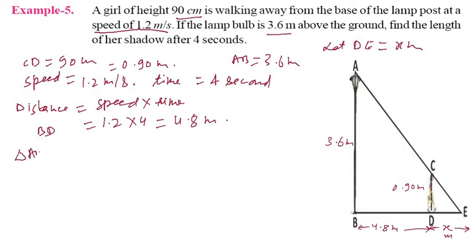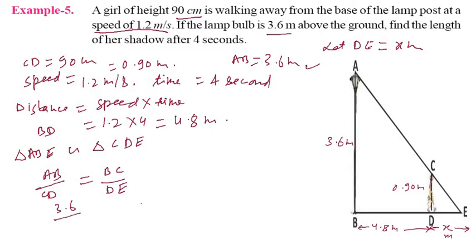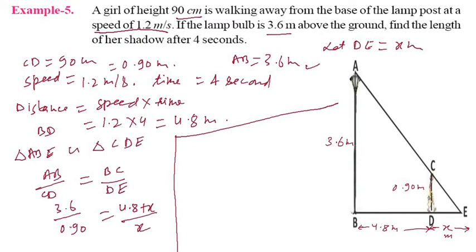Now triangle ABE is similar to triangle CDE. Now AB upon CD will be equal to BC upon DE. Now put the value. AB is given as 3.6 and CD is given as 0.90, and BC is 4.8 plus X, and DE is only X. So now do the cross multiplication. Remove the point, 0 cancels with 0, and 9 4s are 36. So it will be 4 is equal to 4.8 plus X divided by X.